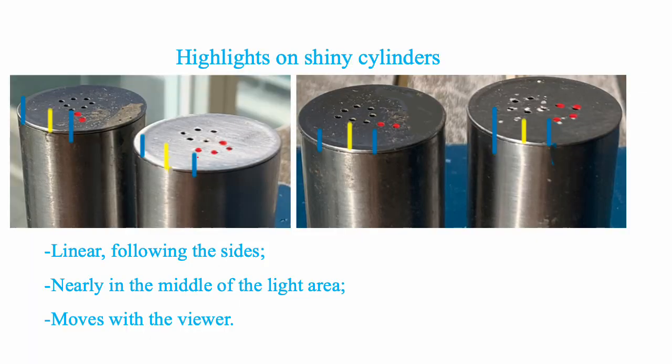Highlights on shiny cylinders follow the sides. So here the terminator is near these red dots, and over here, even though I've moved to the left, the terminator is still near the red dots. But the highlight here is near these openings, and over here it's further to the left of the openings. But in both cases, the highlight is nearly in the middle of the light area.